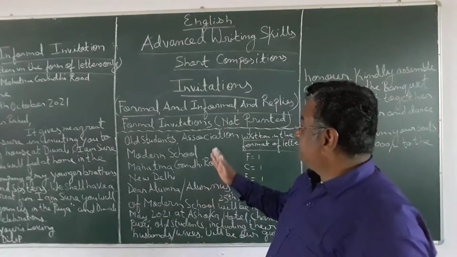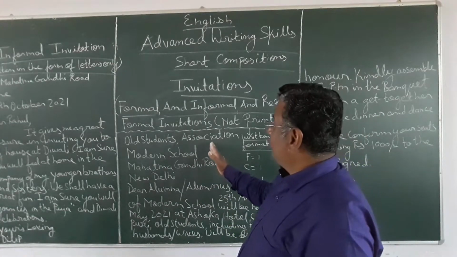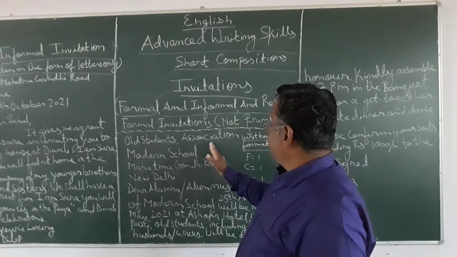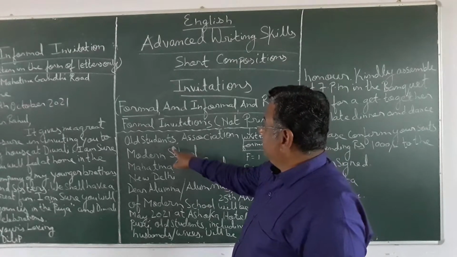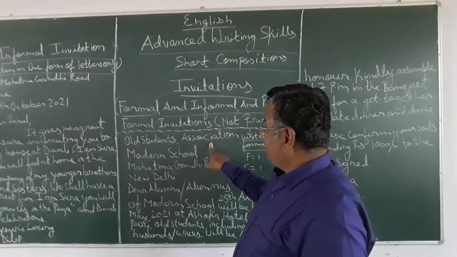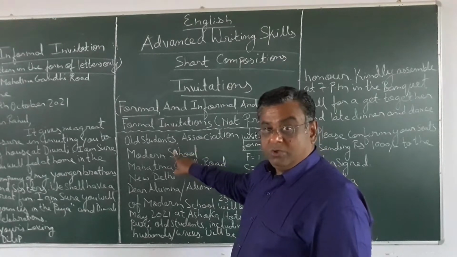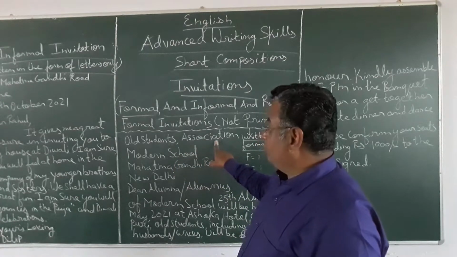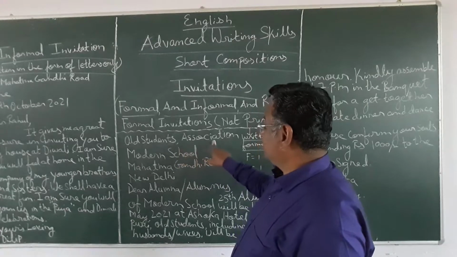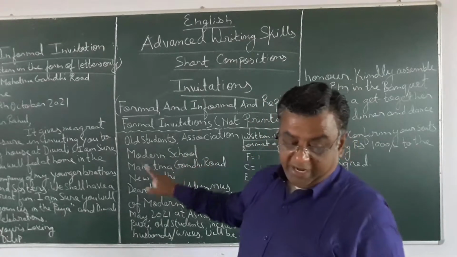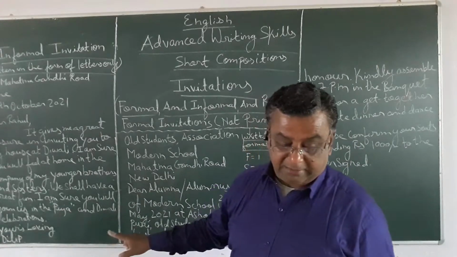So always begin from the left hand side corner. Left hand side corner you will start writing. That means who you are? You belong to the old student association because you are the secretary. Now to whom you are addressing, that address should come.